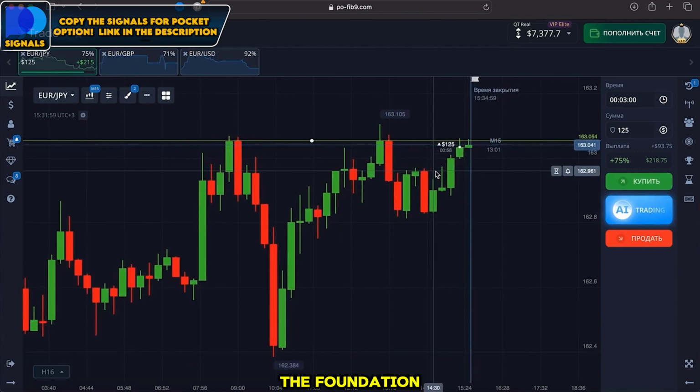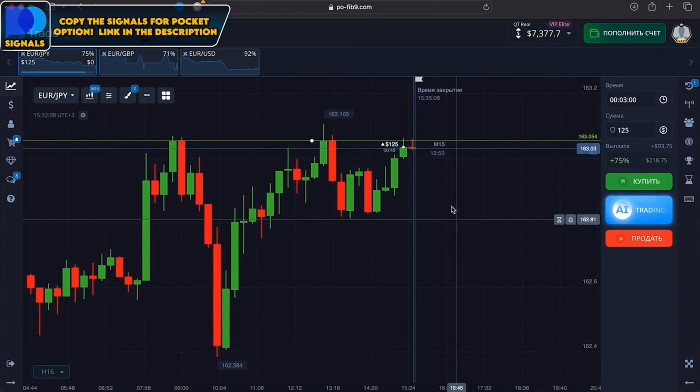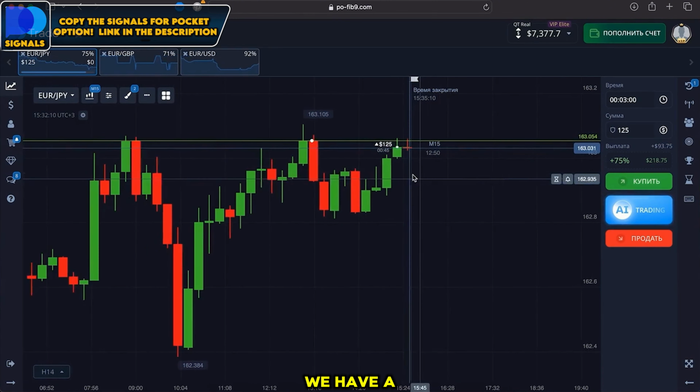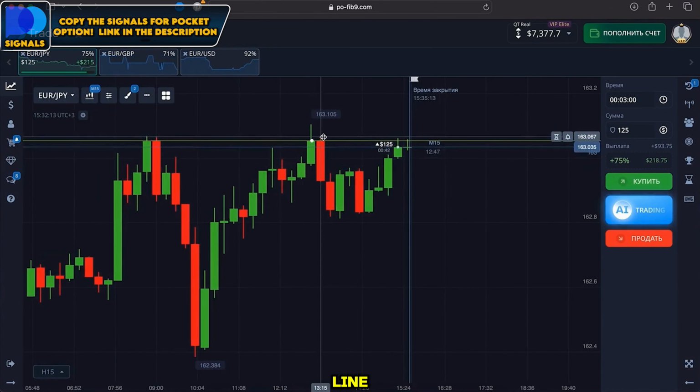You already have the foundation that I just told you about. You just need to watch the candles now, look for moments, find them, and that's it. Right now we have a moment. We have a maximum that remains right on this line. It hasn't broken through yet, but we have an upward trend.